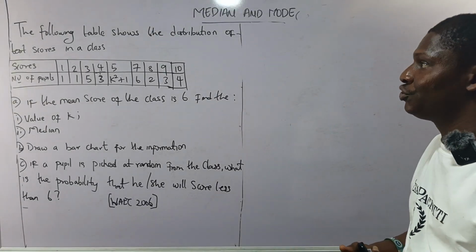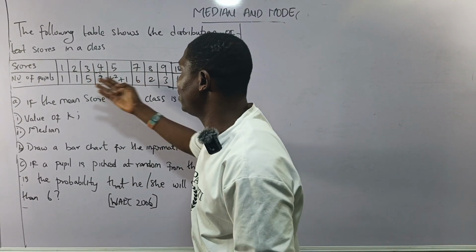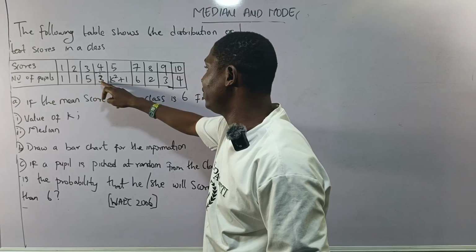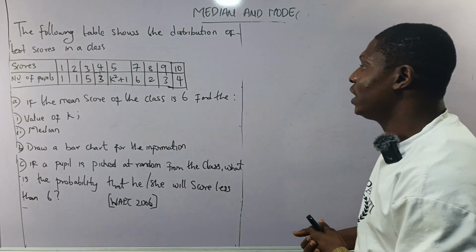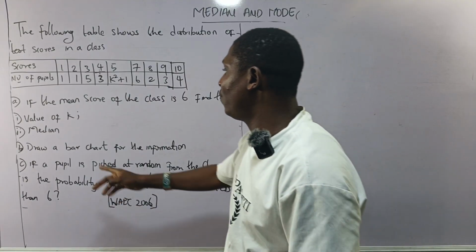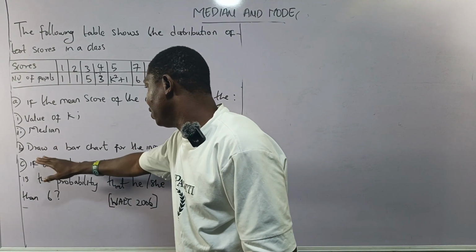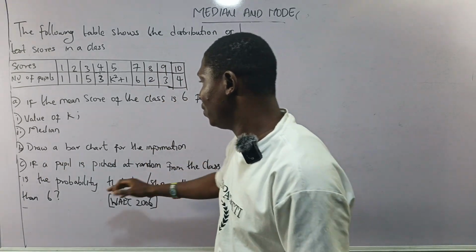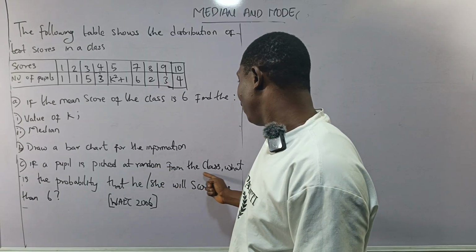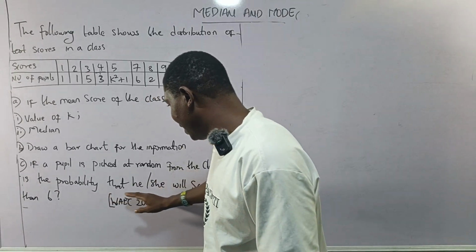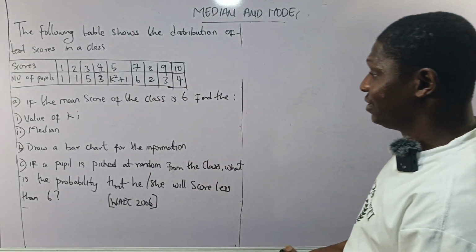The following table shows the distribution of test scores in a class. Scores 1 to 10, number of students 1, 1, 5, 3, k squared plus 1, and so on. If the mean score of the class is 6, find the value of k. A, find the median. B, draw a bar chart for the information. C, if a pupil is picked at random from the class, what is the probability that he or she will score less than 6?